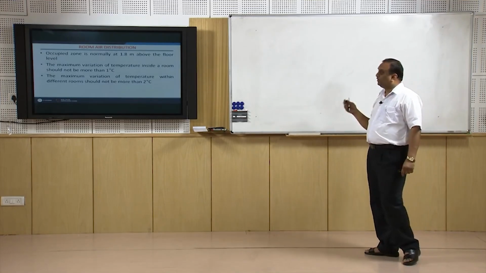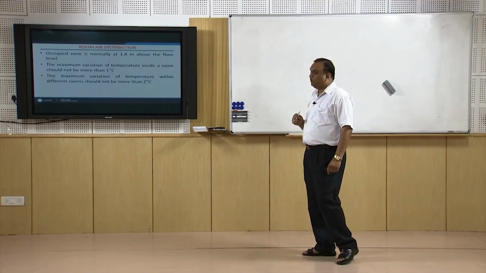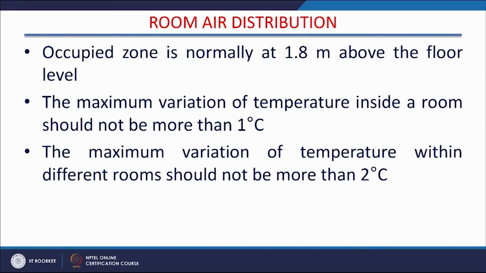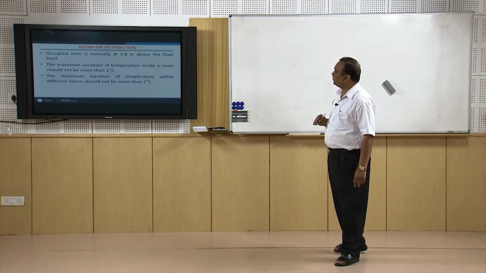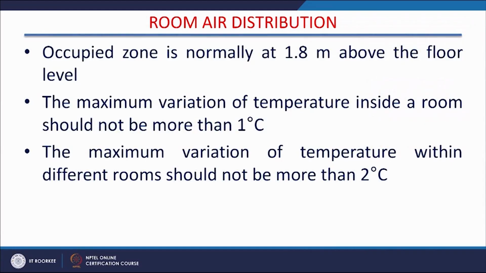Now, room air distribution. When the air enters the room, the occupied zone is normally considered 6 feet above the ground level. Now, the focus of study normally remains upon 1 meter to 1.8 meter above the ground level. And the last 2 points I have already stated: the maximum variation inside a room should not be more than 1 degree centigrade. So, air should be distributed in a room in such a manner that the temperature differential in a room is not more than 1 degree centigrade, and the temperature differential between different rooms should not be more than 2 degree centigrade.